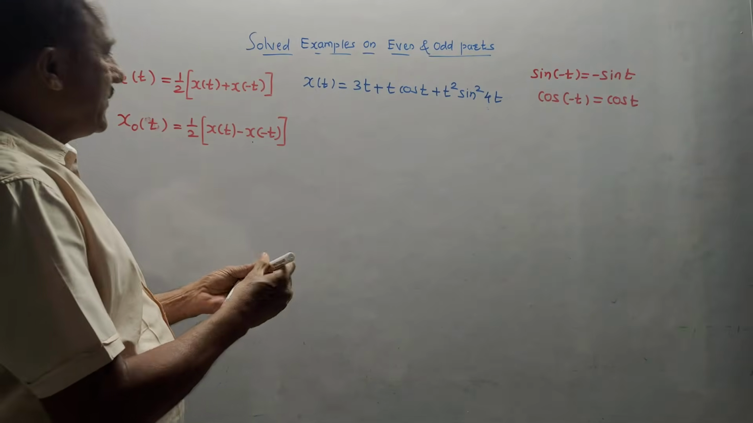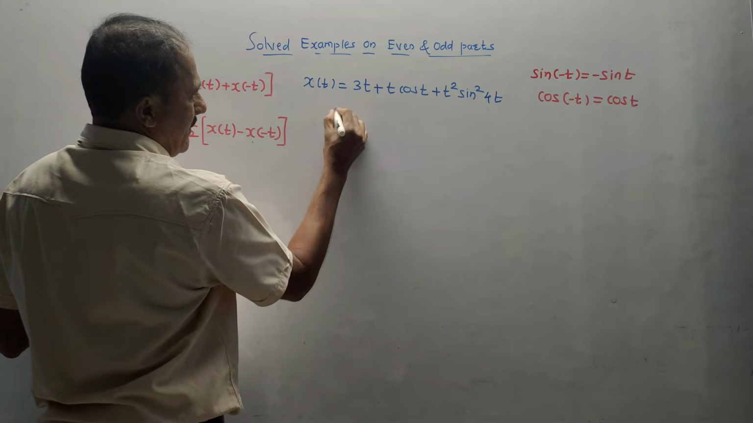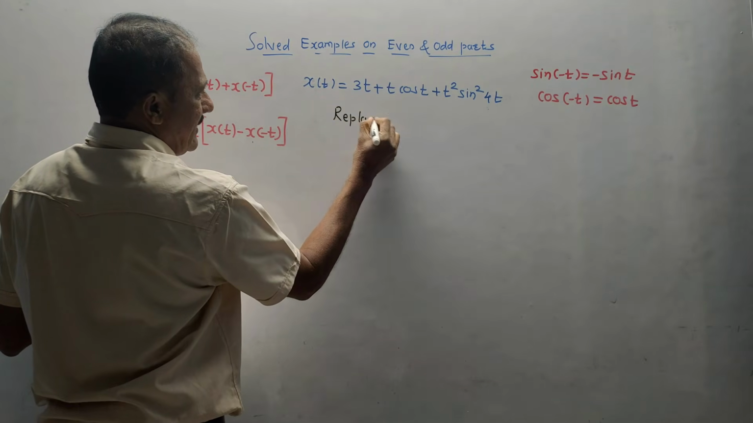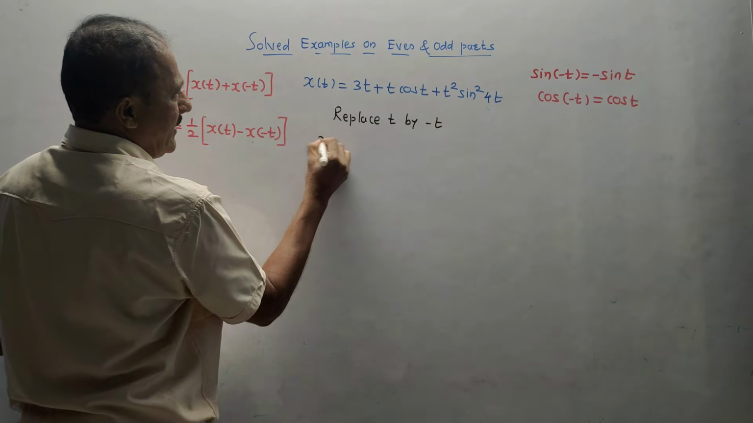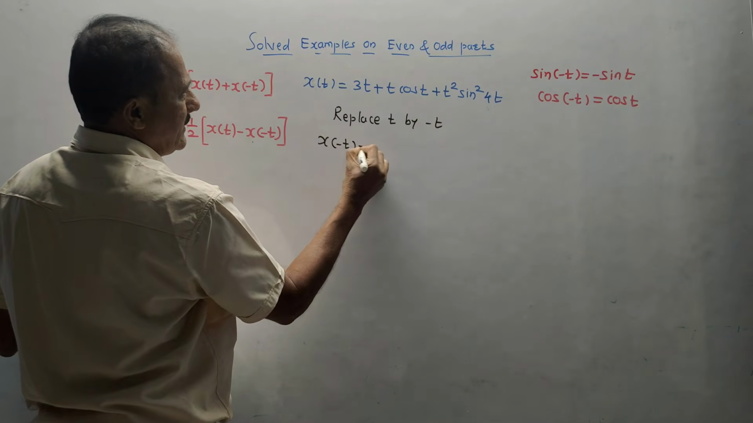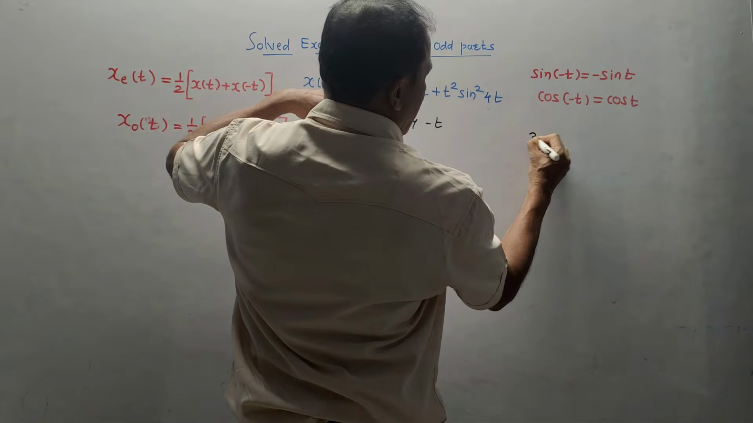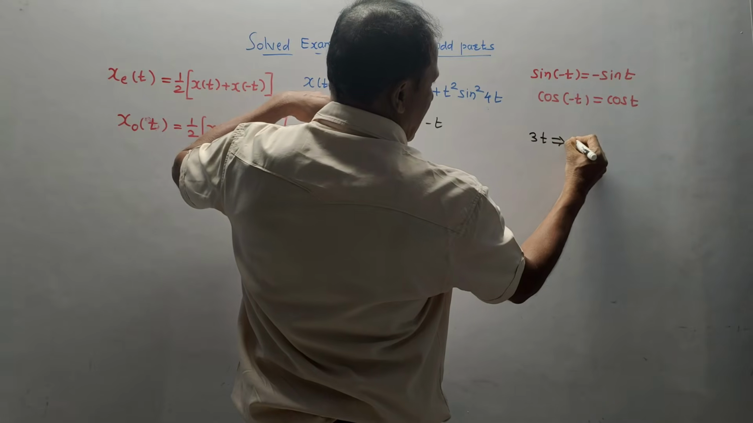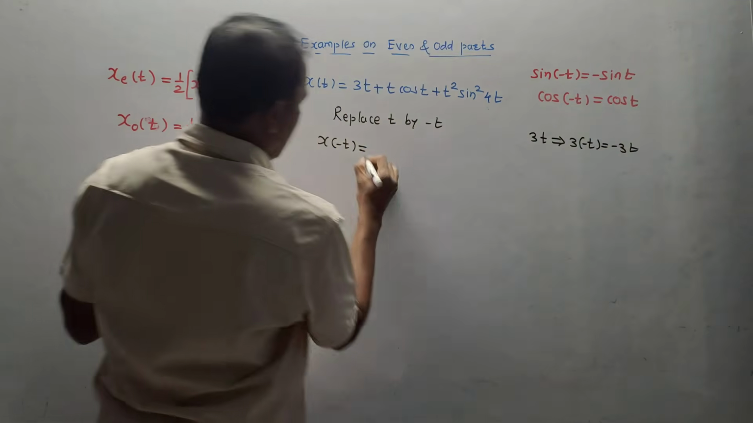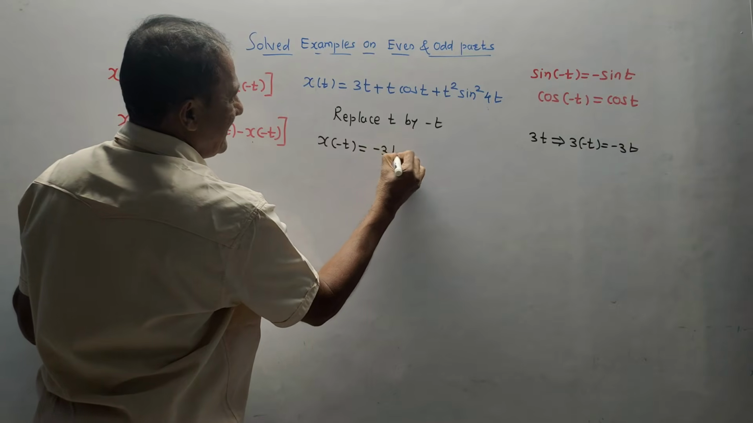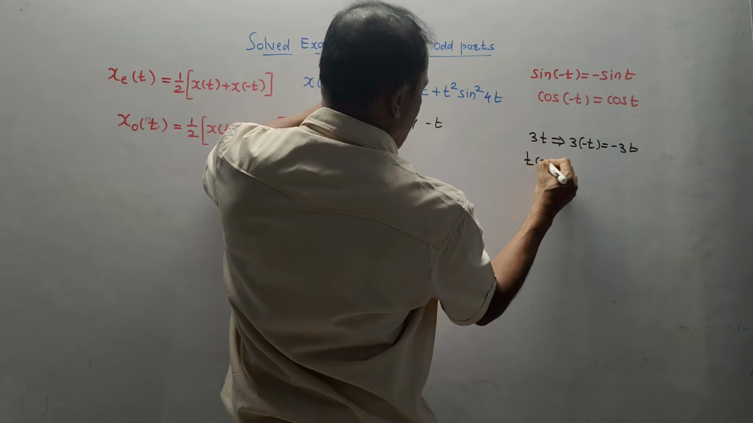Same logic. In the first step, I will have to replace t by minus t. So first step, I will write it like this: replace t by minus t. So I will get a new equation. X of minus t is equal to, first term is 3t. I am replacing t by minus t, so it becomes 3 into minus t, that is minus 3t. I will write it over here. It becomes minus 3t.